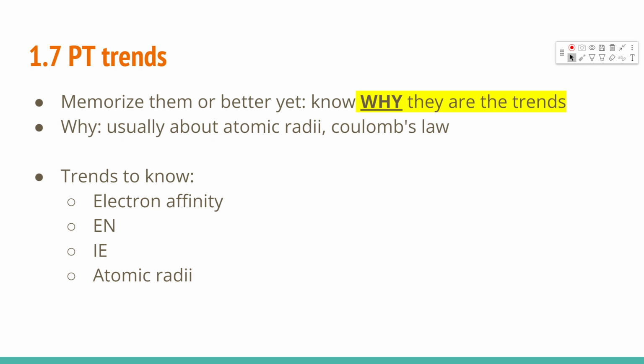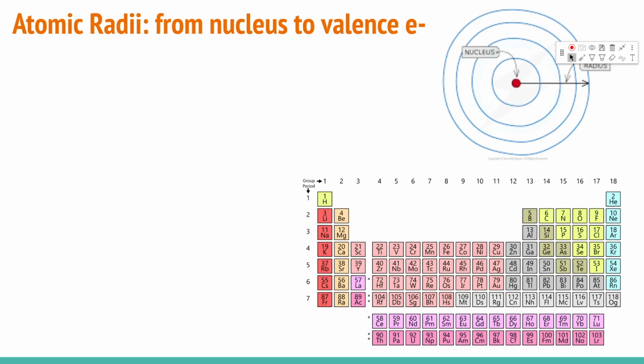And so you could see here in this why, we're usually talking about atomic radius, so we're talking about the distance between the nucleus and the valence electrons, and we're going to use Coulomb's law a lot. The trends that you have to know about are these four listed here. So electron affinity, electronegativity, ionization energy, and atomic radii in general. So let's start with atomic radii.